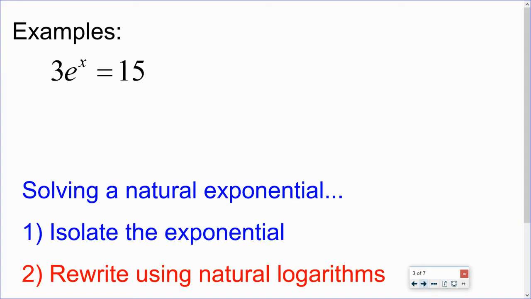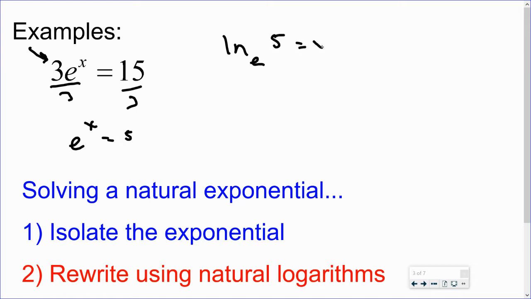Now for this one, when I see this, I really don't like this 3. So I'm going to get rid of this 3 first. So I'm going to isolate the e. So I'm going to divide both sides by 3 first. So I get e to the x is equal to 5. Okay, now this is exponential. It's e, so I know it's exponential. So now I need to write this in logarithmic form. So it will be natural log base e of 5 equals x.